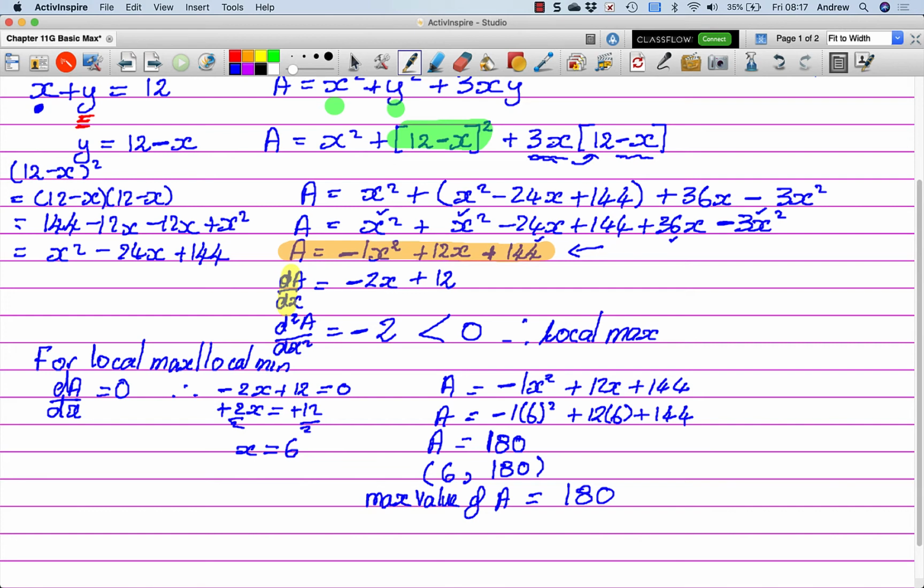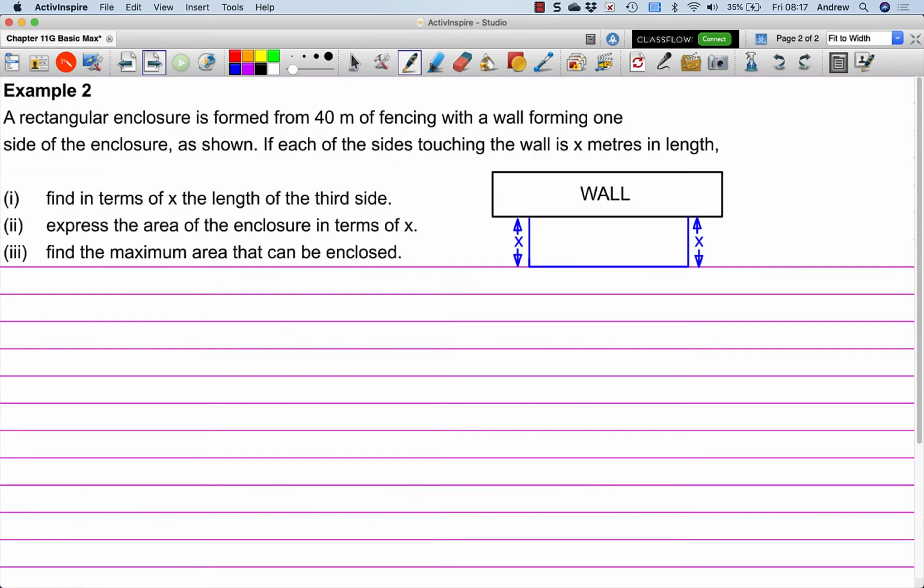Okay, we're now going on to example number 2. A rectangular enclosure is formed from 40 meters of fencing, with a wall forming one side of the enclosure as shown. If each of the sides touching the wall is x meters in length, find in terms of x the length of the third side.